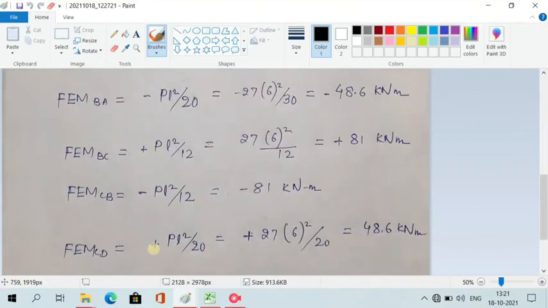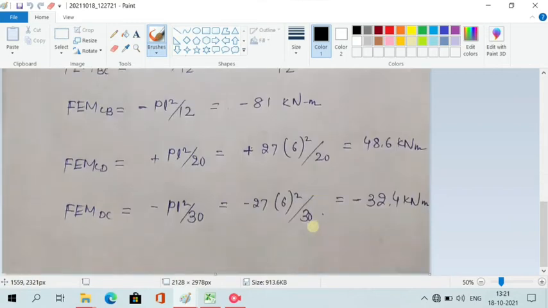Similarly, for uniformly distributed load, we know the formula PL square by 12. After substituting all the values, we got 81 kilonewton meter, and FEM CB is equal to minus PL square by 12, that is minus 81 kilonewton meter. FEM CD, when we calculated in similar manner, we got 48.6, and FEM DC we got as minus PL square by 30, as we have seen in the formula. And after substituting all these values, we got minus 32.4 kilonewton meter.